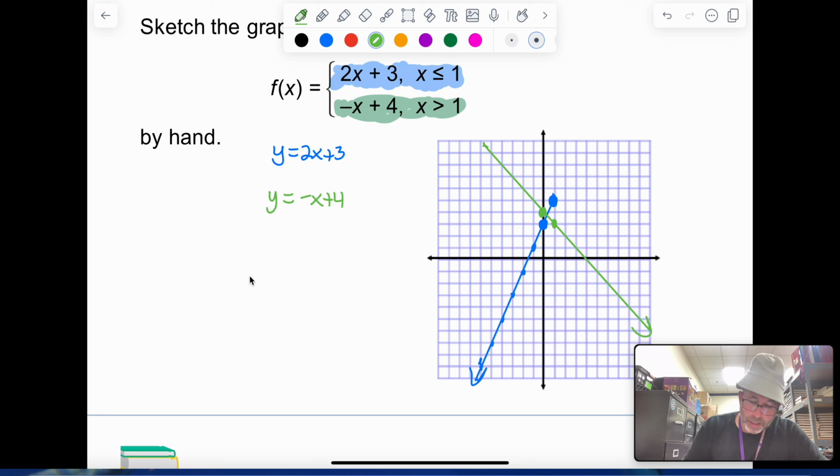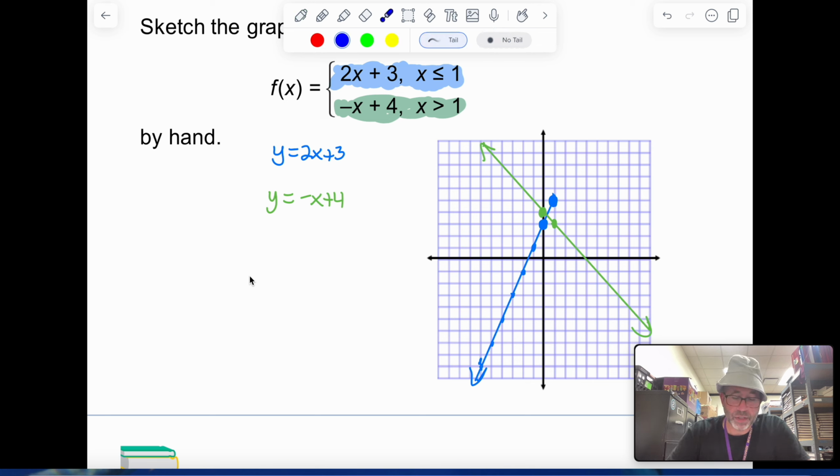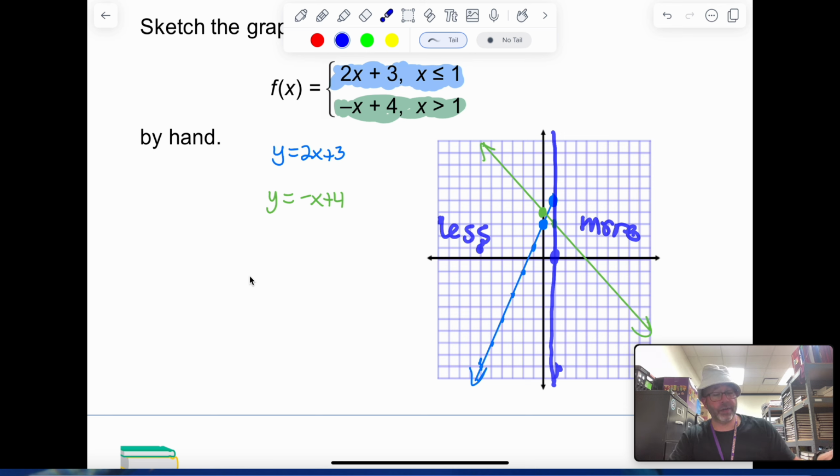Okay, there's my graph. And with the instructions here, it says I only want to see this graph when x is greater than 1. So let's go again to where the cutoff for this is. Right here is where x is equal to 1. So let's make an imaginary line right here. All of the values to the right are more, and all the values to the left are less. Since I want the values that are more, I only want the part of the graph that's to the right of this spot right here.